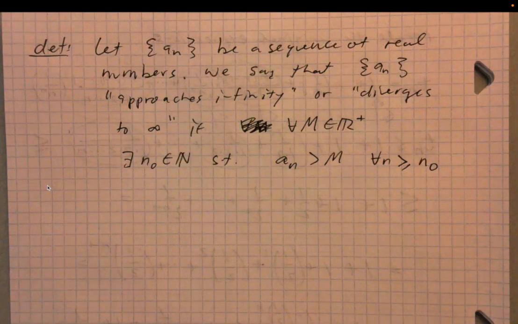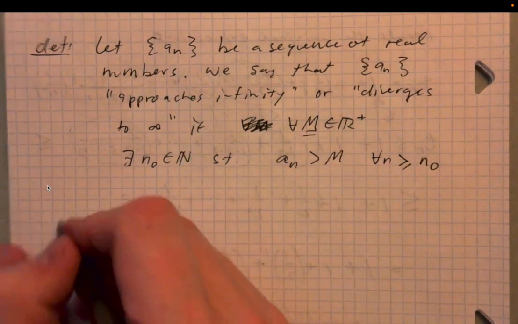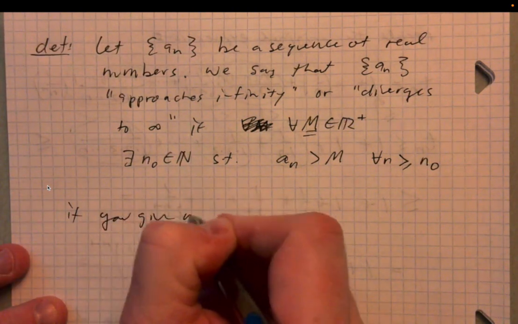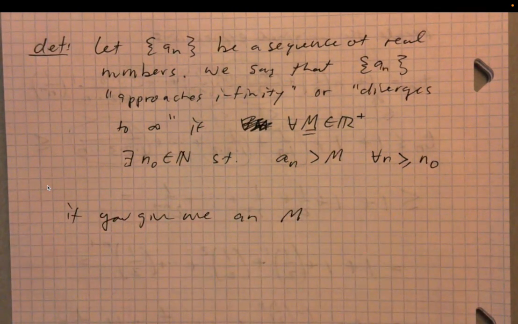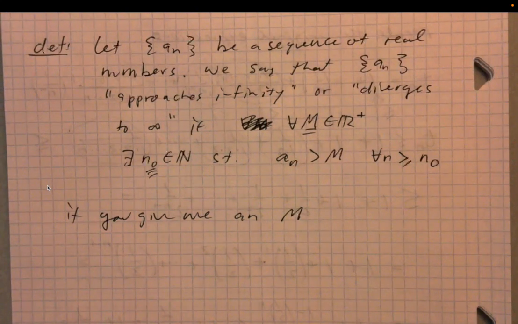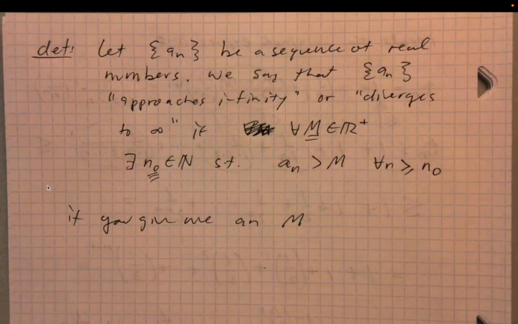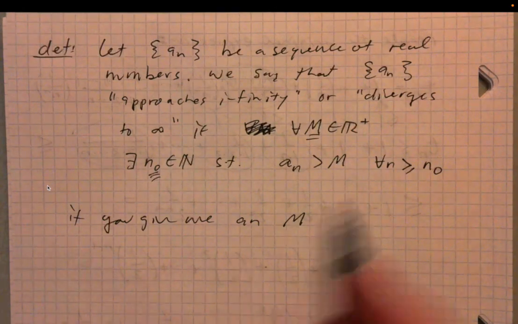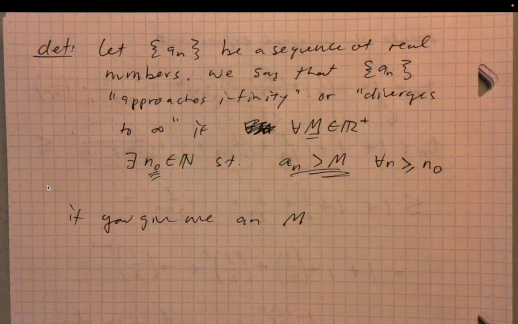Right, and so the idea here is, what if you give me a bound? If you give me a large real number M, then if the sequence does diverge to infinity, no matter how big M is, I can go find some natural number such that every term of the sequence beyond that natural number is larger than your M, right?